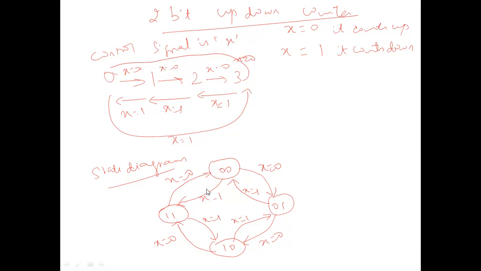So here, during transition, there is some control. This control signal is nothing but x. Whenever x is 0, it is counting up. Whenever x is 1, it is counting down. So from any state, x is controlling which other state to go to. Okay, so let us draw the state table for this.